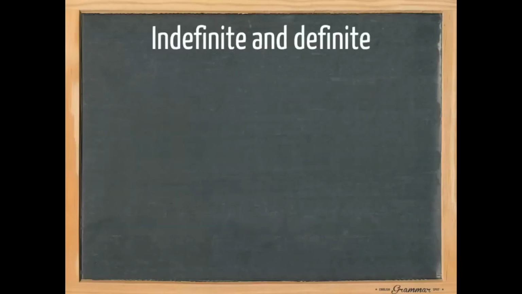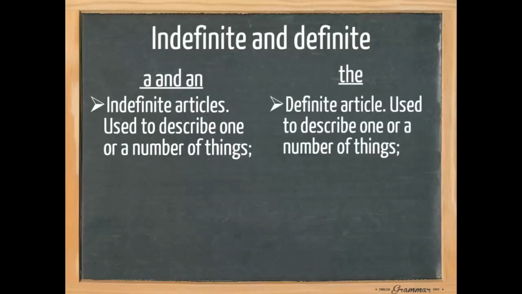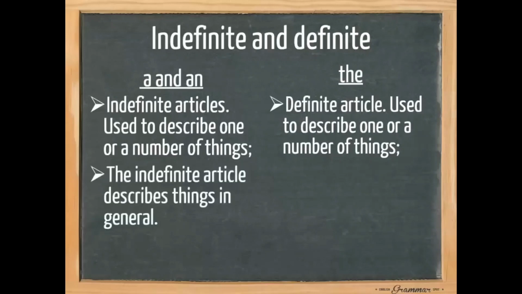Now we need to talk about the indefinite and the definite article. We already talked about a and an, but we also need to talk about the. A and an are indefinite articles. They're used to describe one or a number of things. But that also goes for the. Here the is the definite article, but again, like a and an, it's used to describe one or a number of things. So, what is the difference?